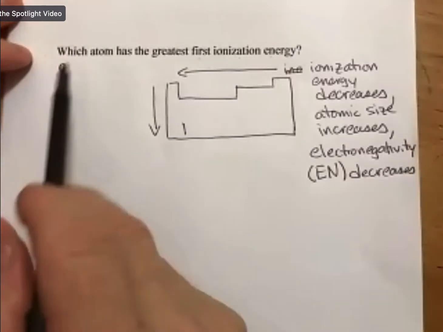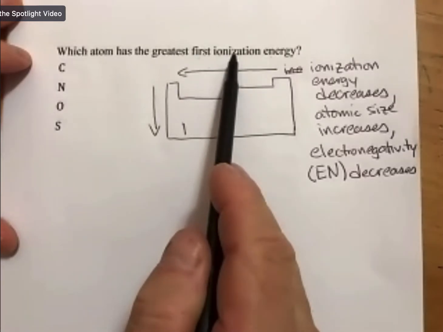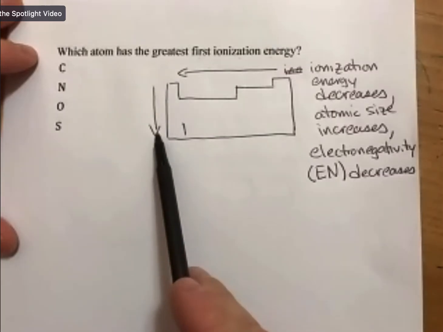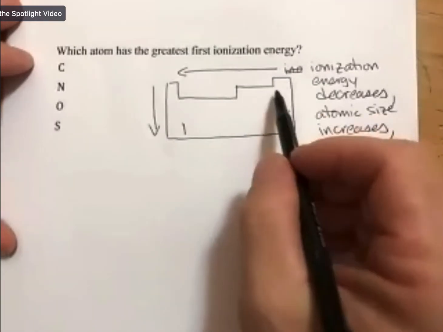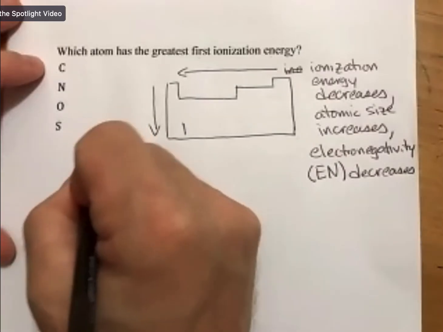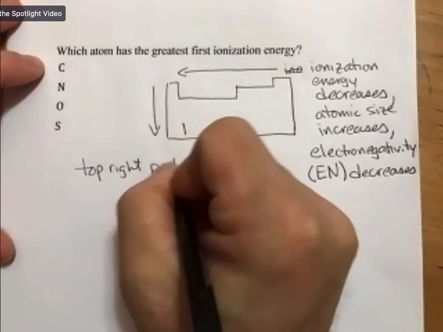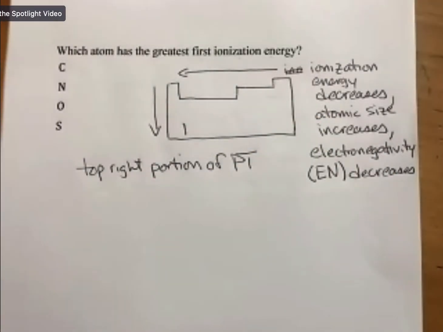So now to solve this, which atom has the greatest first ionization energy? Well, if ionization energy decreases this way, then ionization energy increases in just the opposite. We need the atom that is closest to the top right portion of the periodic table.